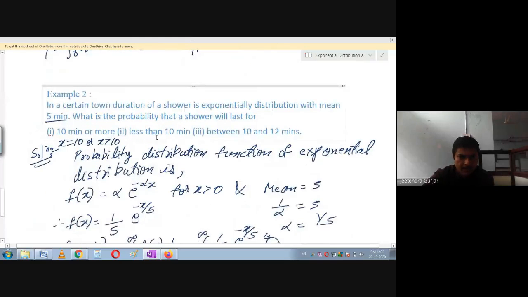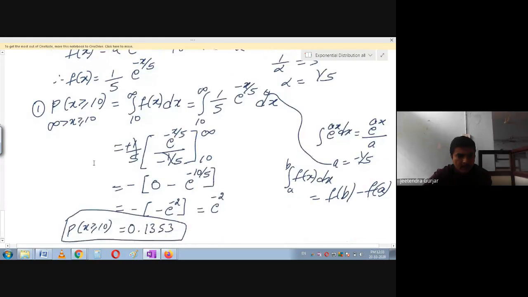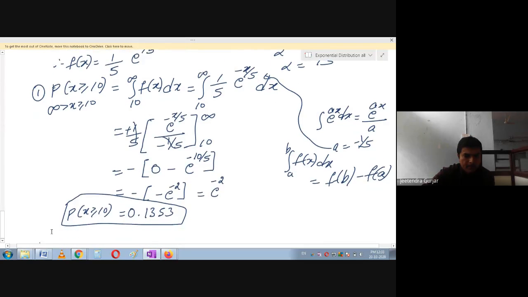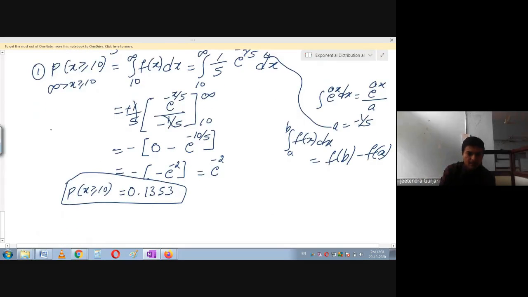What it says: less than 10 minutes means it is clearly mentioned that x is less than 10. Random variable x is less than 10. Okay, find the probability now, students. Start solving. Don't wait for me now. You understood how to simplify this. So the second one I will tell you. We're going to take the second one.